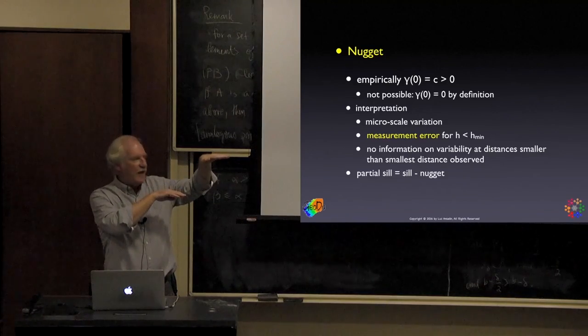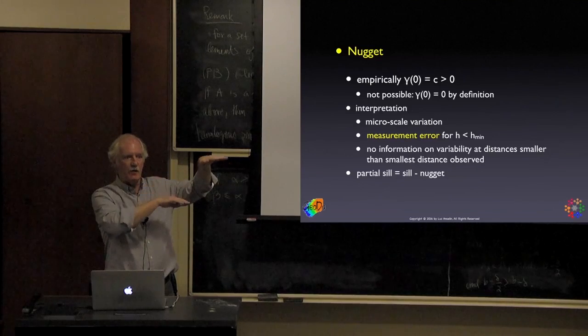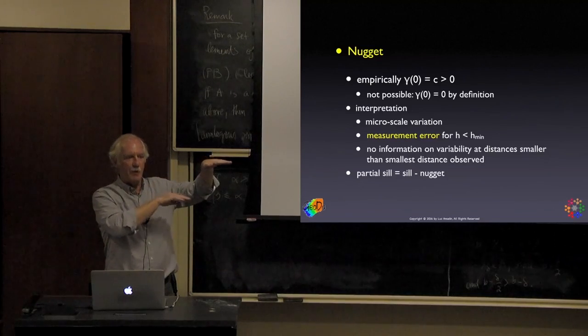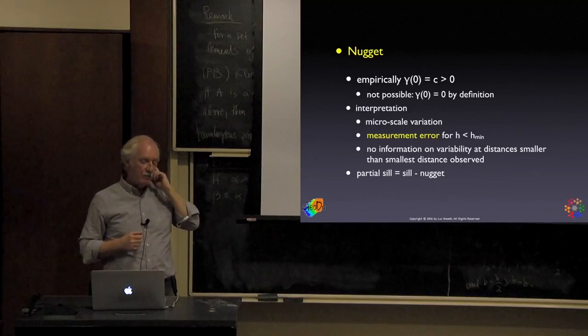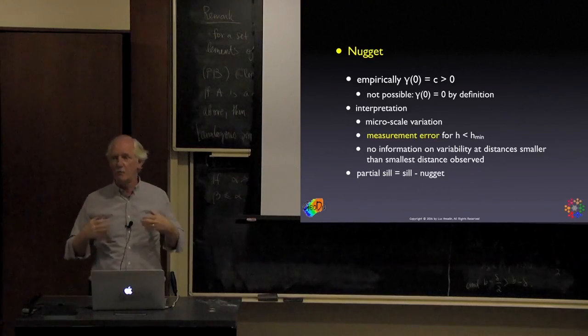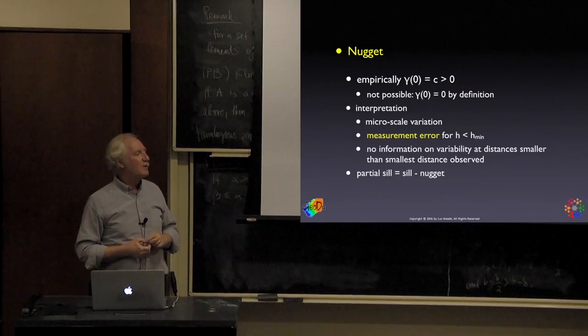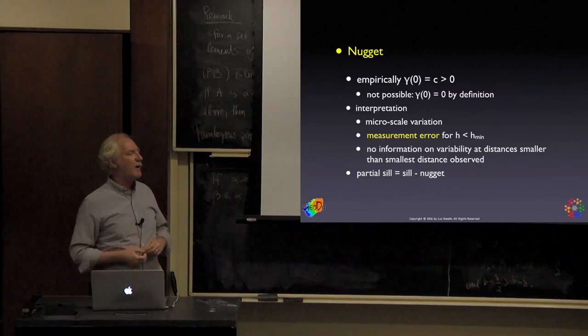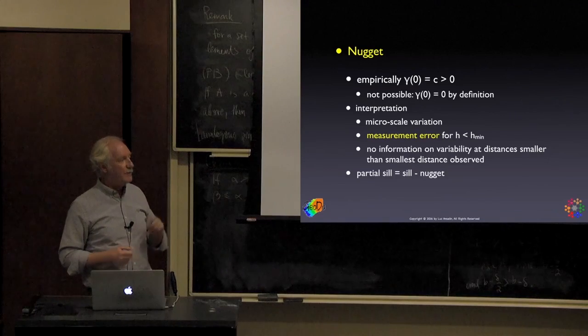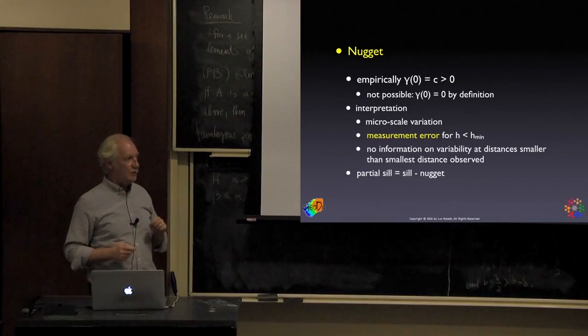So then we have the difference between the sill and the nugget, and that is called the partial sill. The reason why that is relevant is that some of the models, as we'll see in a minute, use this partial sill in the model specification. Not the sill itself, but the partial sill.